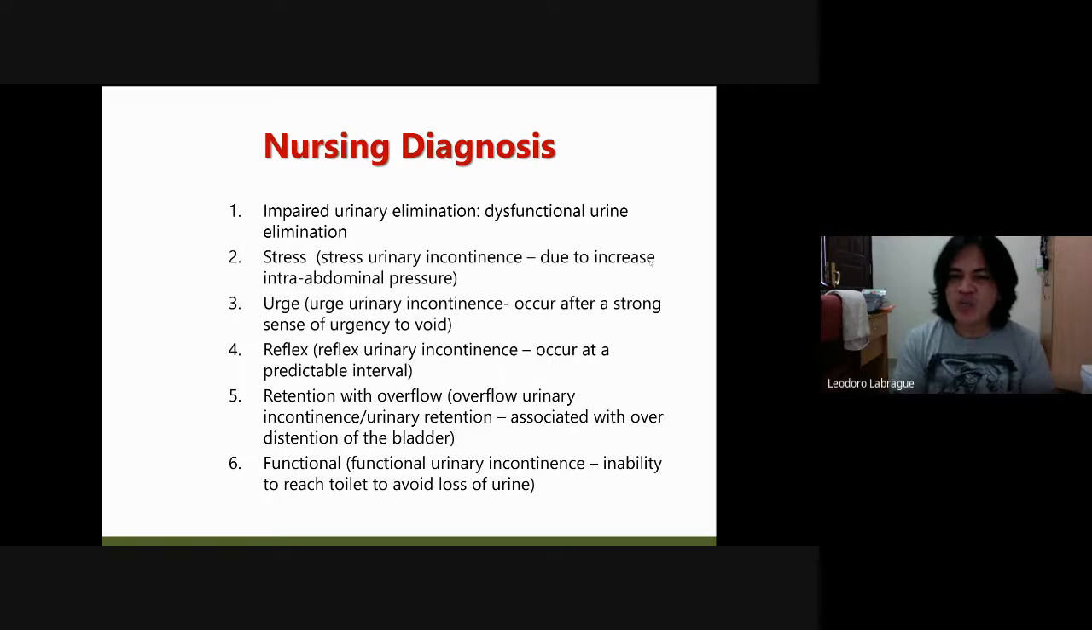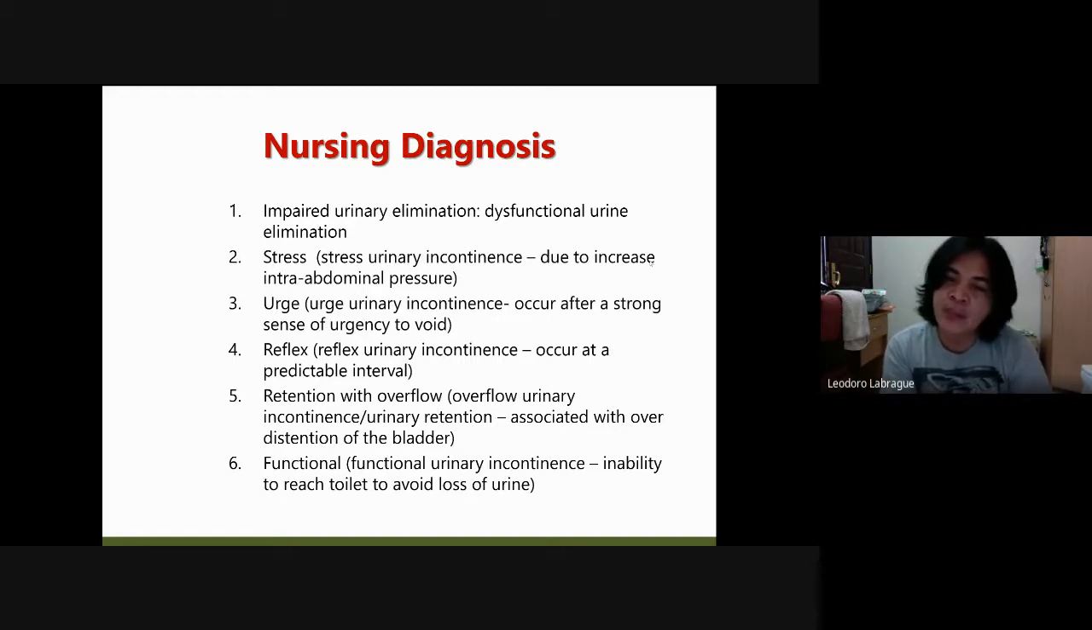Any questions with this incontinence before I move on to the next topic? Stress incontinence: one classic example is when you cough or sneeze, the pressure in the abdomen increases, and you experience urine leakage. In the exam, I might develop a question similar to this.